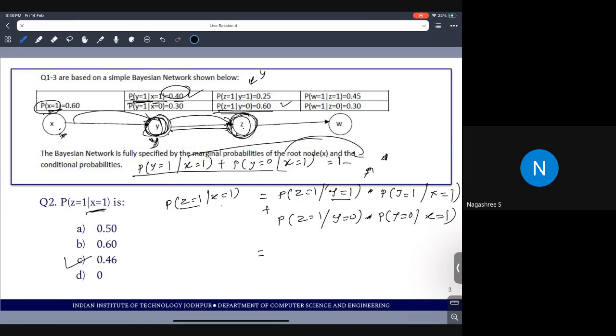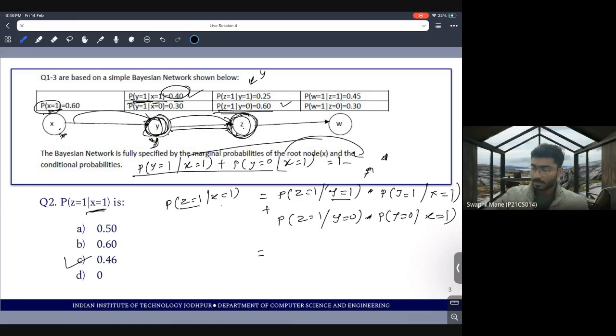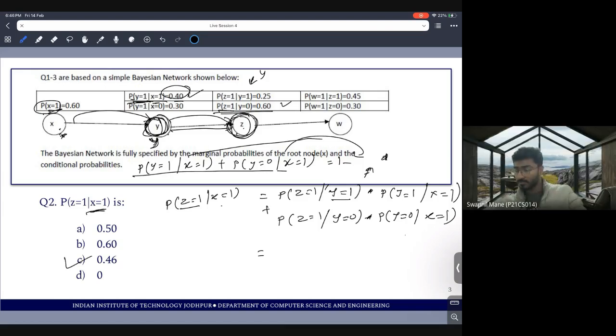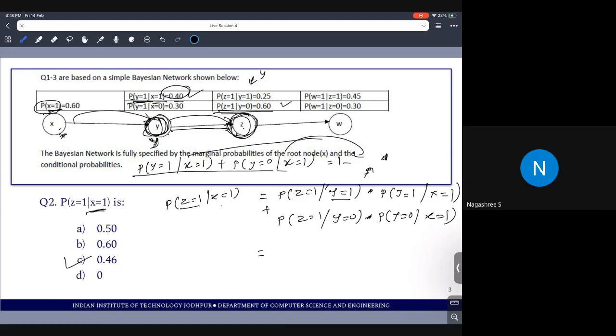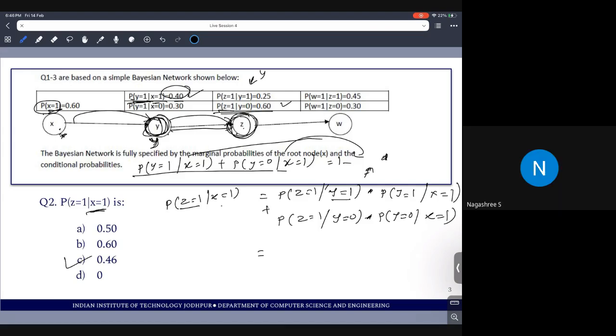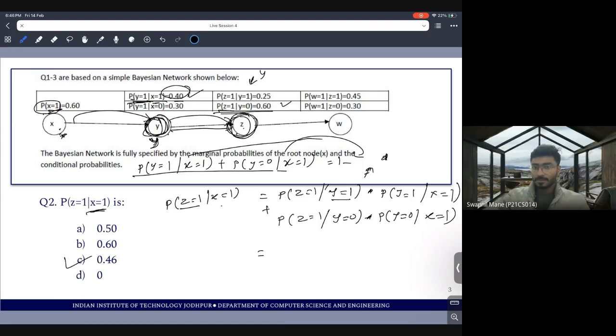So have you understood, right? Yes, sir. Okay. So then we need to put the values simply, and then we can calculate it. Right? Yes, sir. Is there any other doubts?